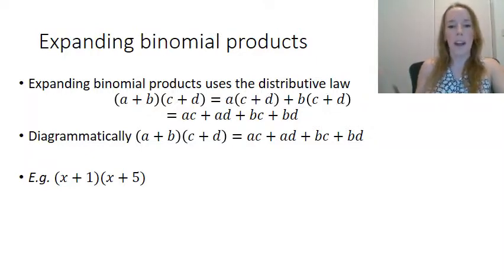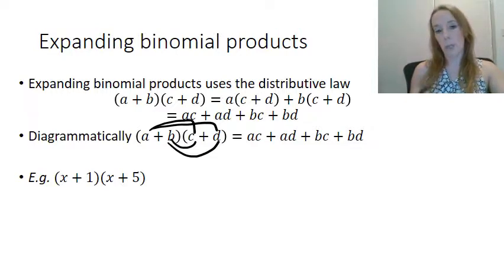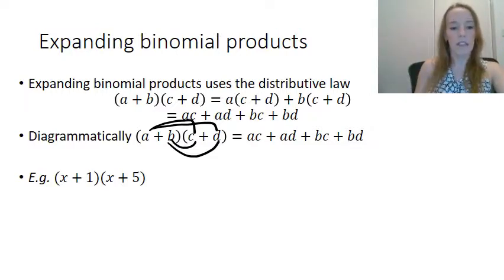So what are we actually doing? Well, diagrammatically we're applying the a to the c and the a to the d, and we're also applying the b to the c and the b to the d. So that's how we get this ac plus ad plus bc plus bd. From there you can collect like terms. Obviously in this circumstance we don't have any like terms, but in some other examples you might. So let's do another example here.